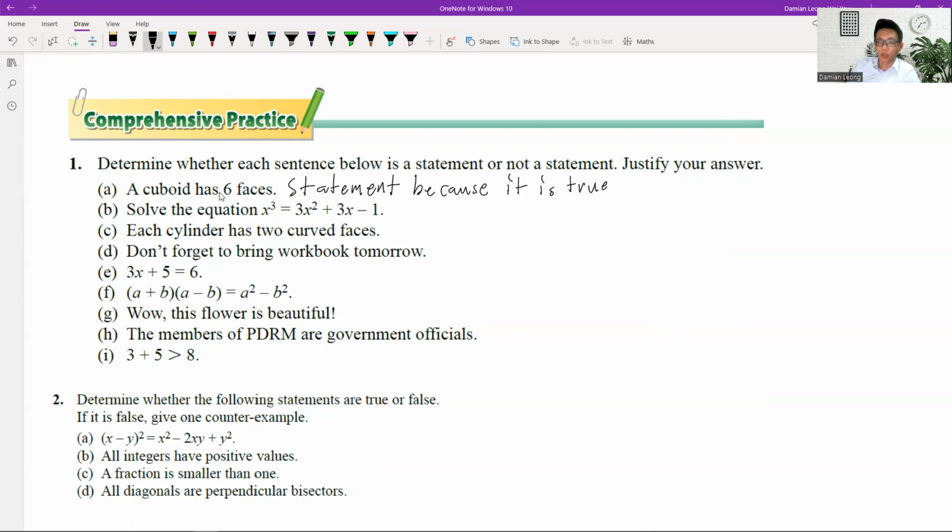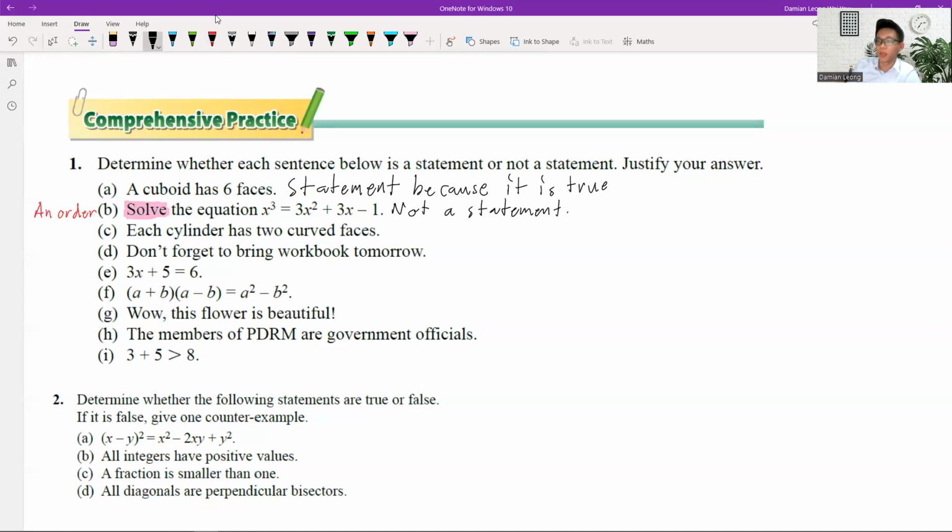This one, solve this equation. See? Solve this equation. Keyword here, solve. Solve is an order. This is an order or a direction. They're asking you to do something. So when it's an order, a command telling you to do something, that cannot be a statement. Definitely is not a statement.